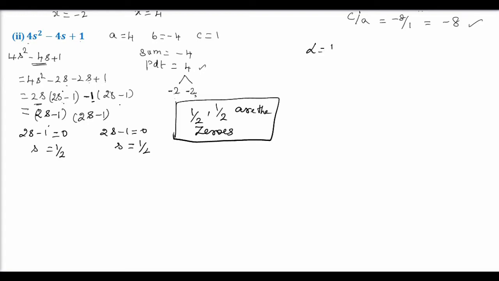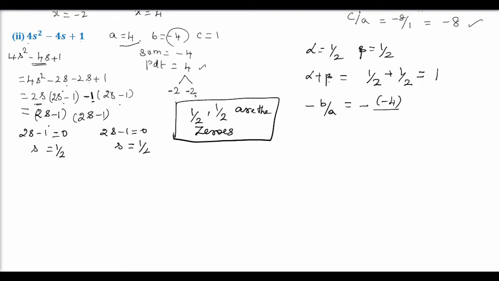Now let me take alpha equal 1 by 2 and beta equal 1 by 2. Now we have to verify whether alpha plus beta equal minus b by a or not. First let's go for alpha plus beta. Alpha plus beta is 1 by 2 plus 1 by 2. That gives me 1. And minus b by a, you see, b here is minus 4. So it is minus of minus 4 divided by a, which is 4. So you can cancel 4, and minus into minus you get a plus. Therefore you get minus b by a equal 1. So we see that alpha plus beta equal minus b by a. This is the first part of our verification.